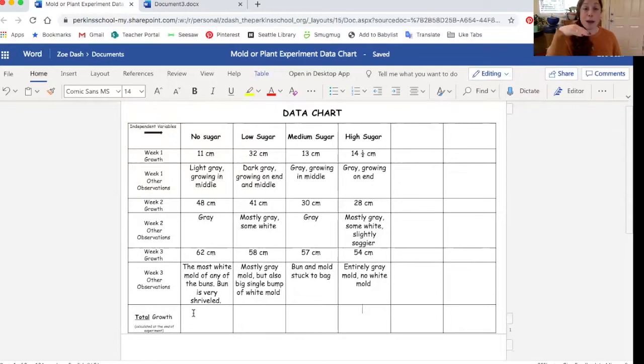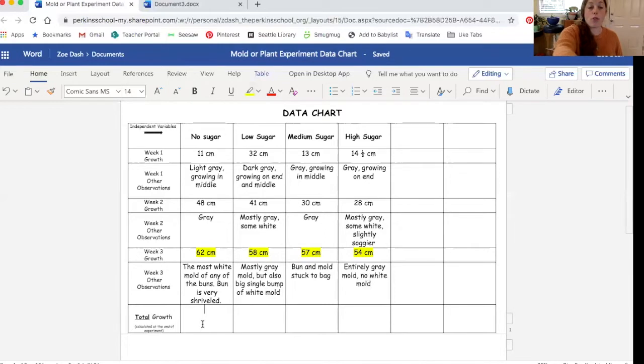So if you started the experiment and there was no growth yet because the hot dog buns had no mold on them at the beginning, or because your plant was just a seed, so it wasn't grown yet, that counts as 0 growth at the beginning, then your total growth will just be your final measurement that you took at week 3. So I'm going to highlight that so you can see it. So I'm just going to copy these numbers down here because that's how much they grew altogether, because at the beginning there were 0 and at the end there were these numbers, these centimeters worth of growth.